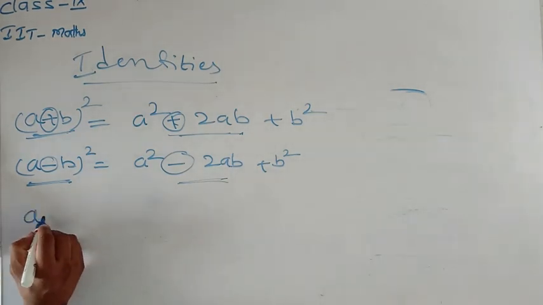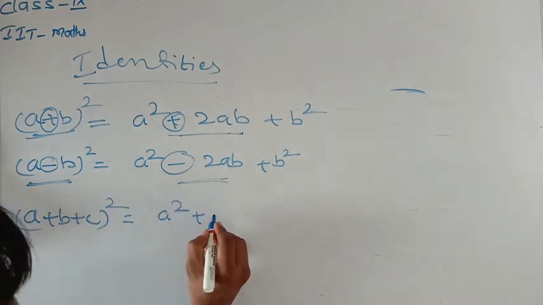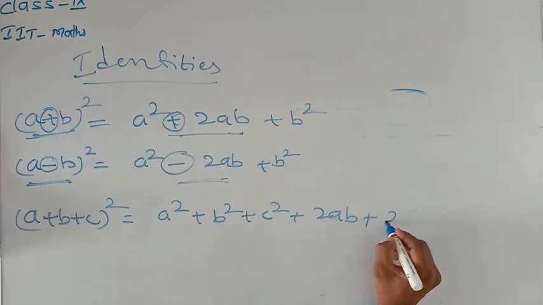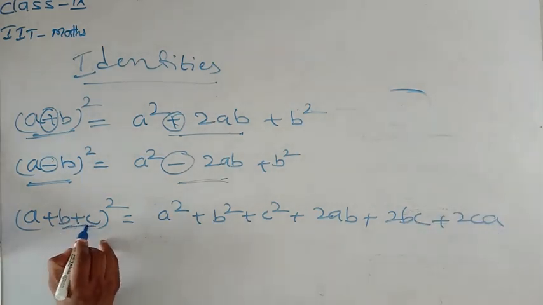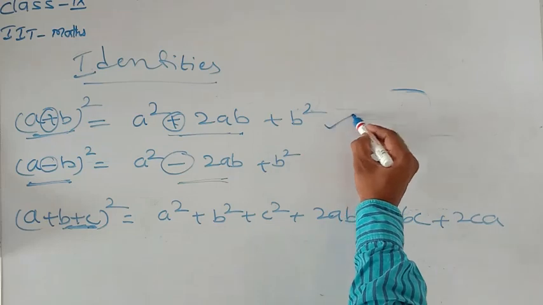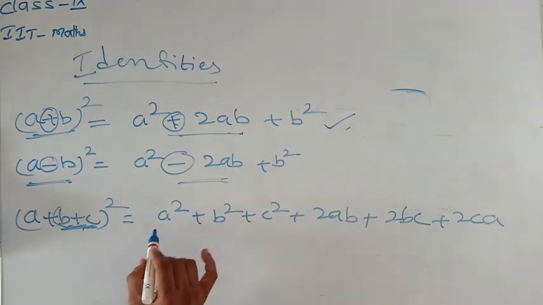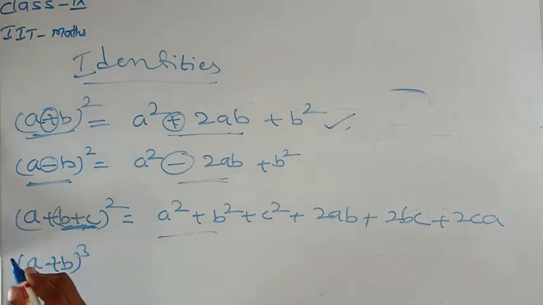The next is (a + b + c) whole square. It is a square plus b square plus c square plus 2ab plus 2bc plus 2ca. Here, first I am going to treat b plus c as a single term and expand just like the first identity. Then again I expand (b + c) whole square with the first identity, and after simplification I get a square plus b square plus c square plus 2ab plus 2bc plus 2ca.